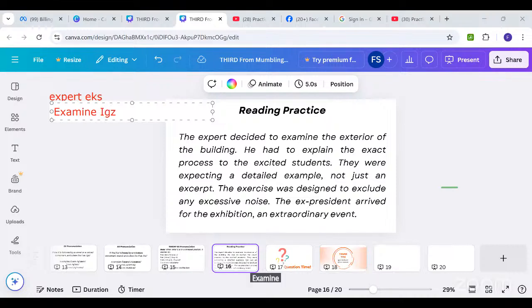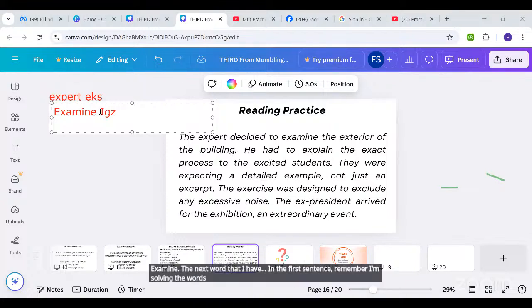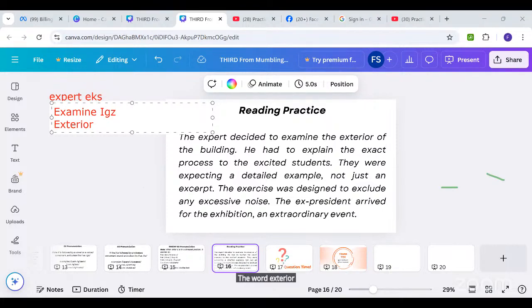Examine. The next word that I have in the first sentence, remember I'm solving the word in the first sentence. You need to do the others yourself. I have the word exterior. The word exterior has 3 syllables as well. But before we talk about the 3 syllables, let's talk about the X pronunciation. So for the X pronunciation, how do we pronounce it?